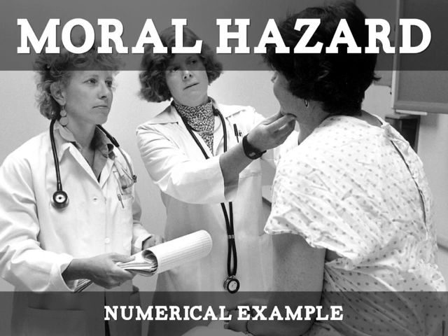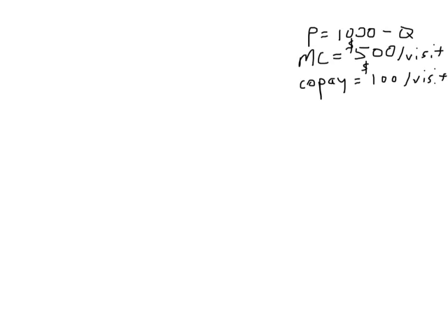I wanted to give you a numerical example for the graphical analysis of the ex post moral hazard issue. Let's suppose that the demand for physician services is given by the relationship P equals 1,000 minus Q. So at prices above 1,000, nobody would ever go to the doctors. And as price dropped below 1,000, every dollar drop in price would lead to one more office visit demanded.